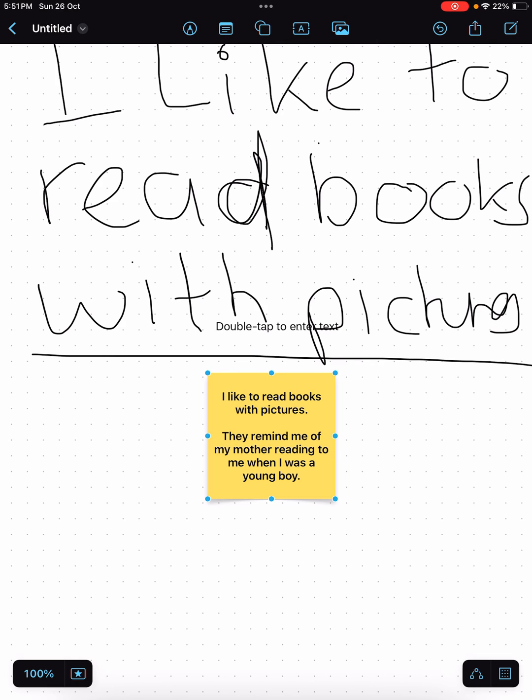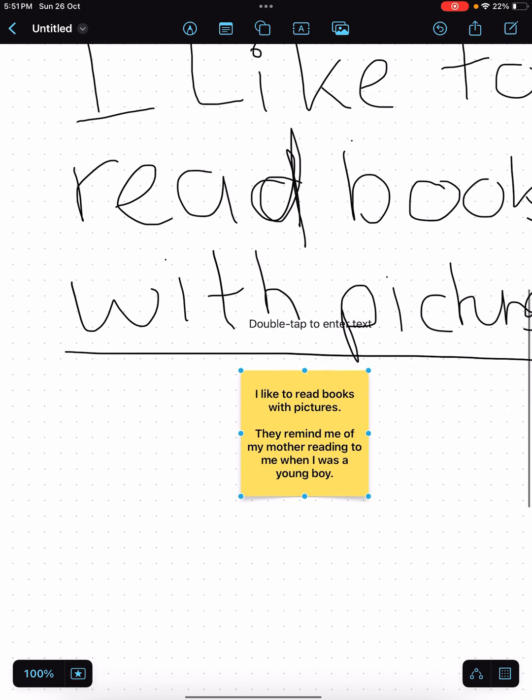So, on the other hand, if I just opened my mouth and started with, they remind me of my mother reading to me when I was a young boy. The person I said that to, what reminds him of his mother reading to me when he was a young boy?